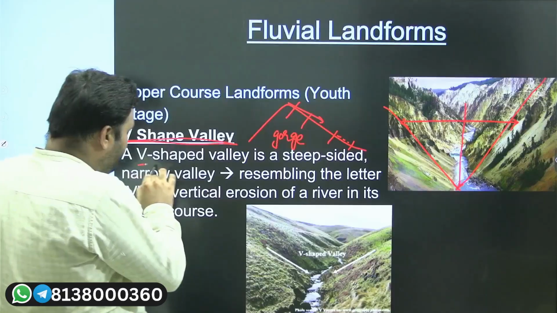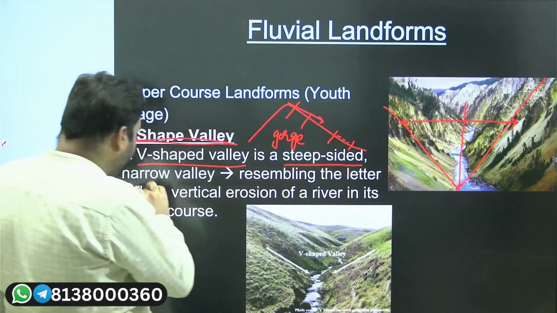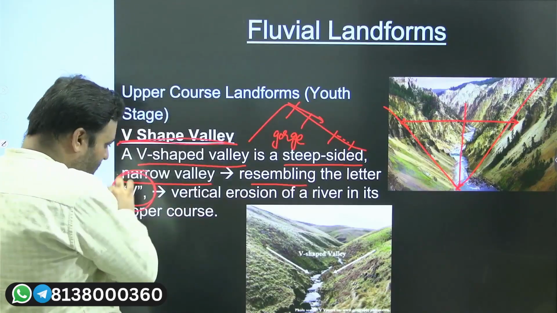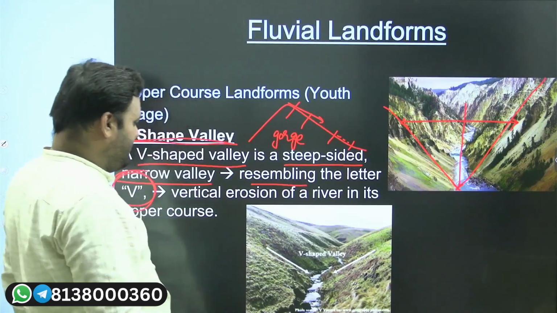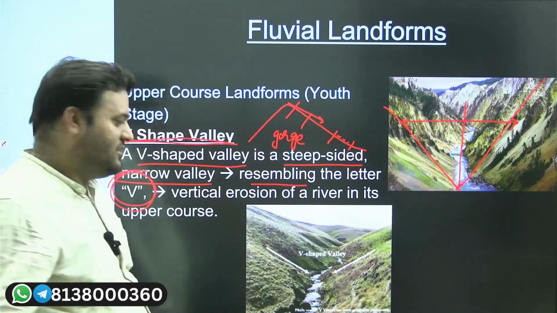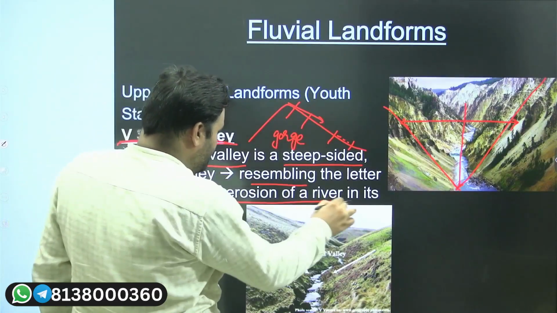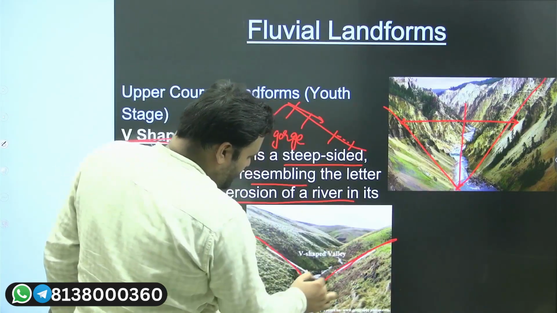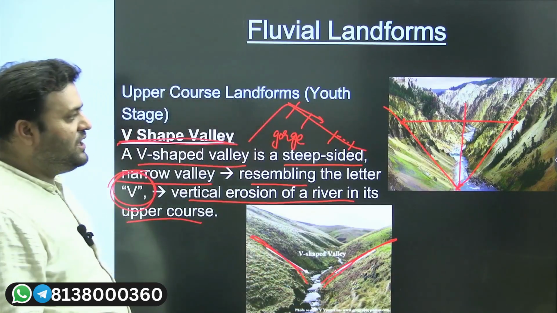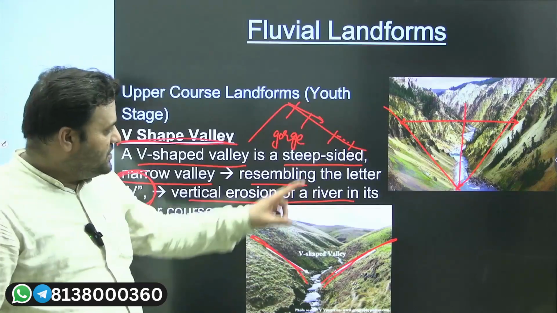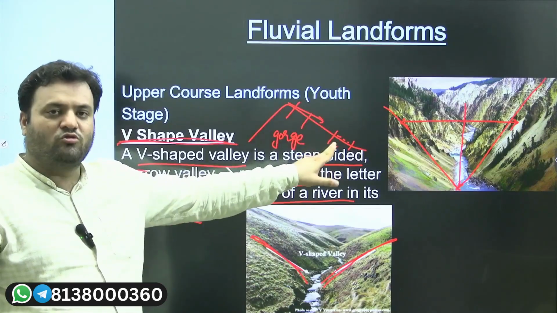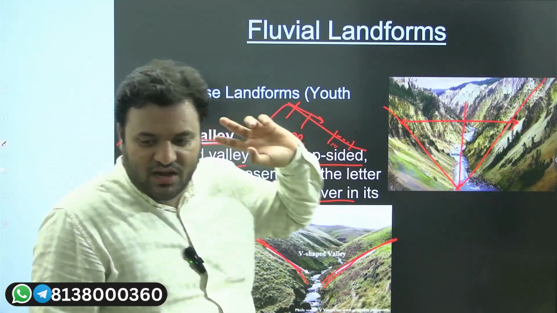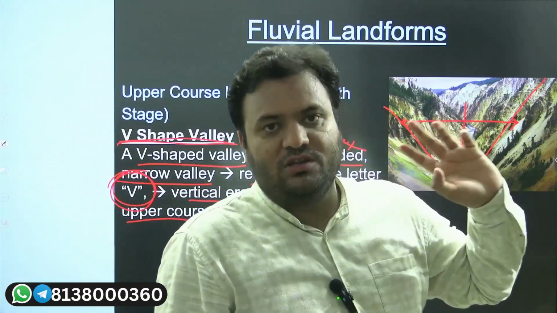And this V-shaped valley is a steep-sided, narrow valley resembling the letter V of our alphabet, like A for apple, B for ball, C for cat. Vertical erosion of the river in its upper course is taking place. So when we have this kind of erosion, that will be termed V-shaped valleys. This will be formed on the downslope at the youthful stage of the river.